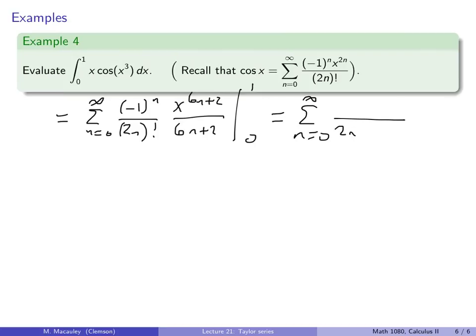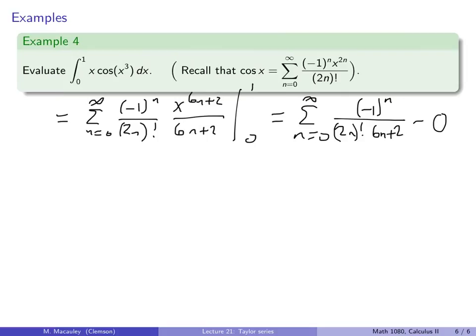2n, I mean, we might get an expression, but I don't know what it's going to be equal to. Let's see. 6n plus 2. On the top we have negative 1 to the n. That's when I plugged in 1. And of course I can plug in 1 to this. That becomes 1, I should say. And then I'm going to plug in 0.